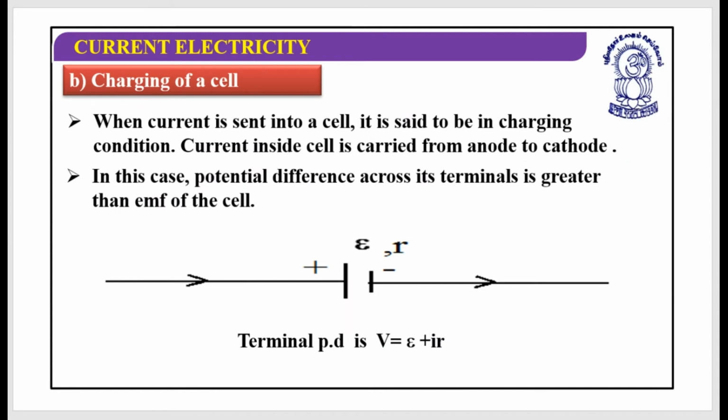Next, let's look at the charging of a cell. When current is sent into a cell, it is said to be in a charging condition, and current inside the cell is carried from anode to cathode. In this case, the potential difference across its terminals is greater than the EMF of a cell. But how can this be achieved?